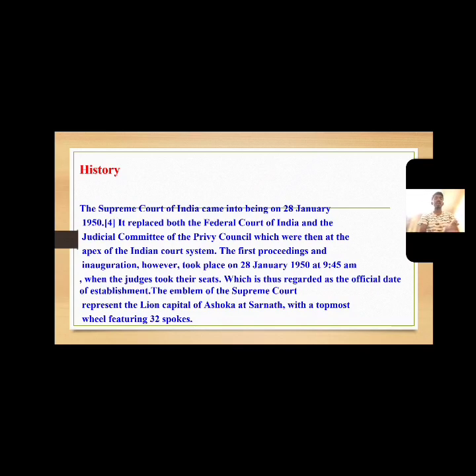As the Supreme Court was established on 28th January 1950, it replaced both the Federal Court of India and the Judicial Committee of the Privy Council, which was then the apex of the Indian court system. The first proceeding and the inauguration, however, took place on 28th January 1950 at 9:45 am. The emblem of the Supreme Court represents the lion capital of Ashoka at Sarnath with the topmost wheel featuring 32 spokes.